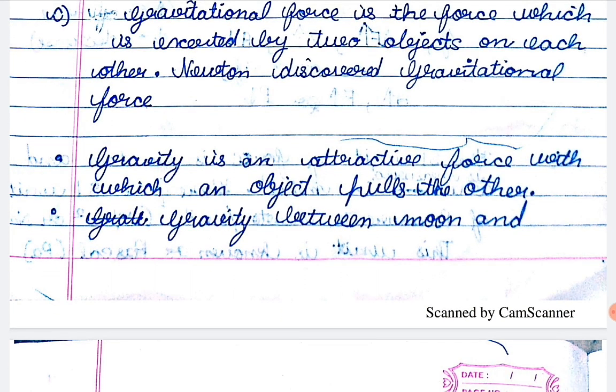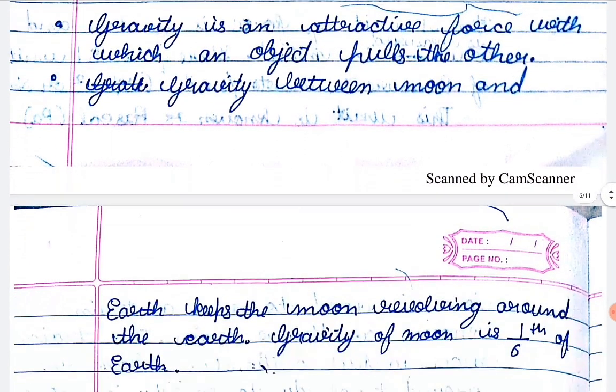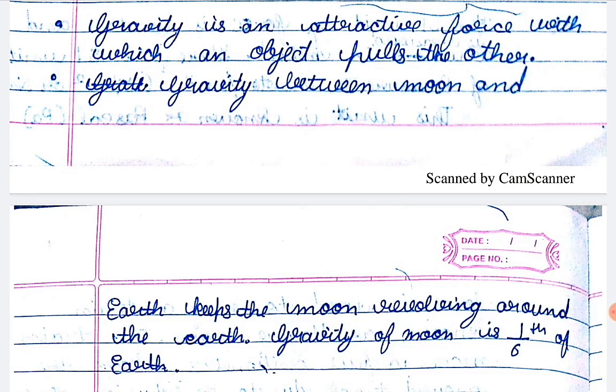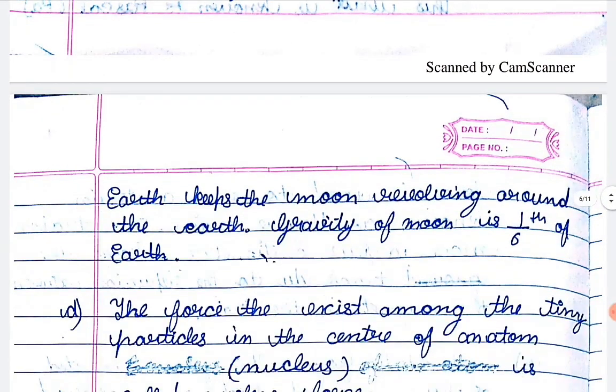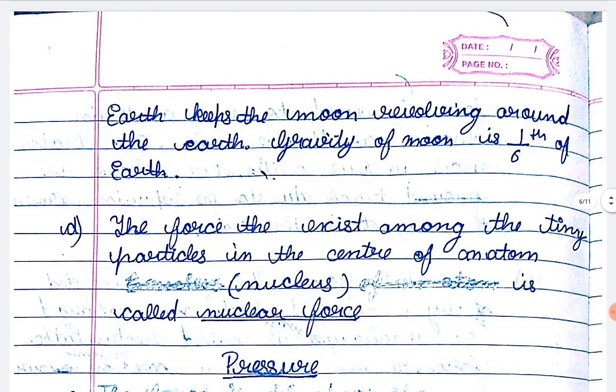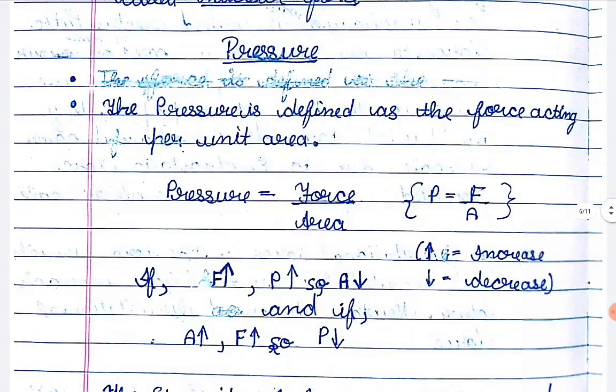Newton discovered the gravitational force. Gravity is an attractive force with which an object pulls another, and gravity between the moon and earth keeps the moon revolving around the earth, and the gravity of the moon is just 1/6 of the earth. Now, the force which exists among the tiny particles in the center of an atom, or nucleus, is called nuclear force. Now we come to pressure.